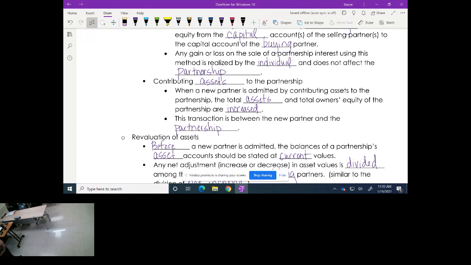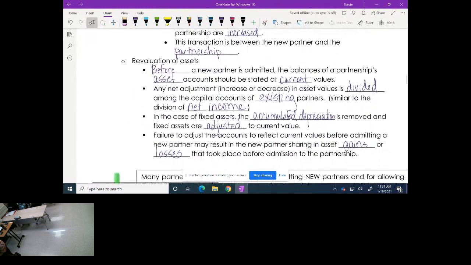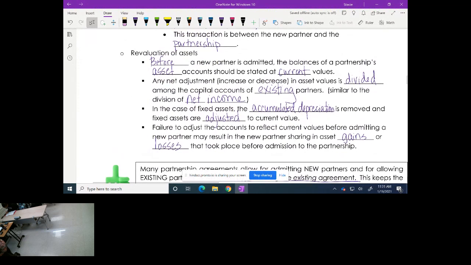When they're buying an interest from somebody, there's no effect on those totals. The totals don't change. We're just shifting the capital from one partner to another. We're renaming it essentially. Okay, so when a new person coming in is actually contributing assets to the partnership, they'll write a check to the partnership bank account. It'll go into the partnership and they'll get equity as a result. So this transaction is between the partner and the partnership. So it will be recorded and you will see total assets and total equity go up. Does that make sense? Okay. So something that has to be done before a new partner is admitted.